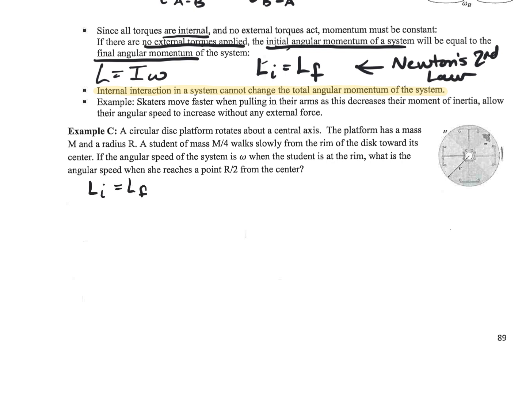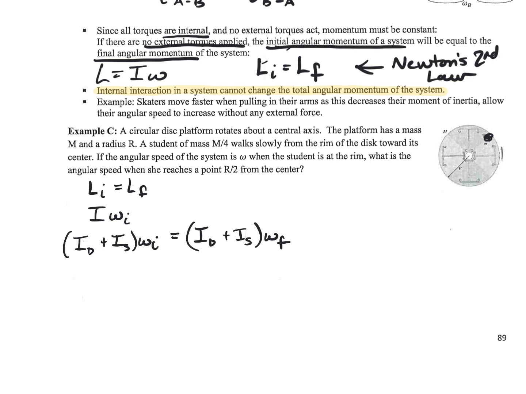L initial equals L final, right? Well, what is L initial? I omega initial, isn't it? This has got to be the I of the merry-go-round plus the I of the person. So it'll be I disc plus I student times omega initial equals I disc plus I student times omega final.